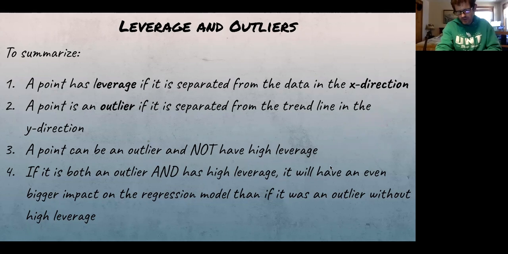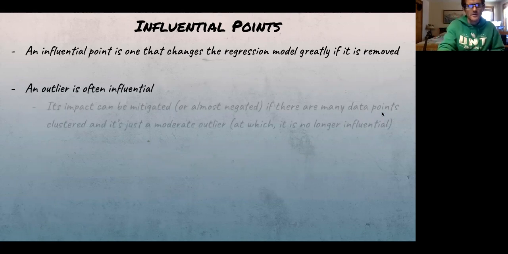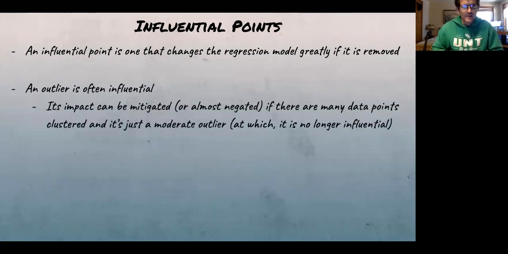I've been jumping ahead quite a bit, so now let's actually move ahead so I can try and say those things. An influential point is one that actually changes the regression model significantly if it's removed. So an outlier is often influential. This is what I was about to say a minute ago. An outlier can actually have its impact mitigated or even negated to a large degree if you have so many data points that the outlier doesn't really have enough weight.